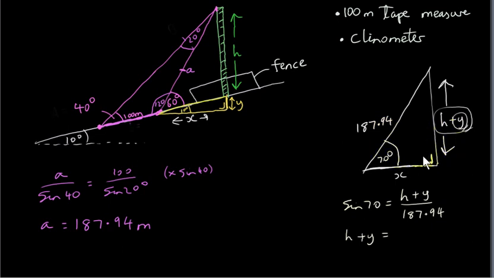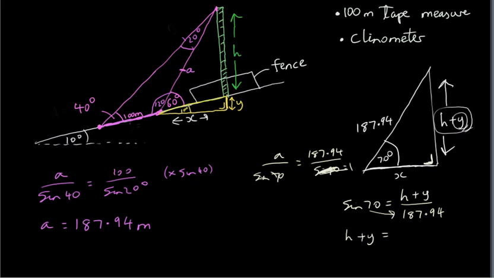Now we could actually use the sine rule to solve this. We could say a over sine 70. Well, a is h plus y, what we're looking for. A over sine 70 equals 187.94 over sine 90. This is little b if you like, so this would be capital B. Capital B is opposite little b. Capital B is 90 degrees. The sine of 90 degrees is actually 1. So we'll have a over sine 70 equals this, and then we just have a equals 187.94 times sine 70, when we multiply both sides by 187.94.